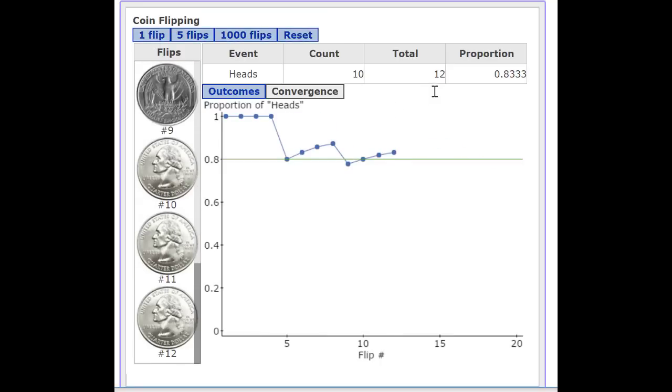So with 12 tosses, you have 10 heads and 2 tails. Right now, your running proportion is 10 out of 12, or 83%. If you stopped there, your very best guess, your empirical probability based on these 12, would be 83%. 12 is still not a very big number, so you're not very confident about your guess, but your best guess as of now would be 83%.